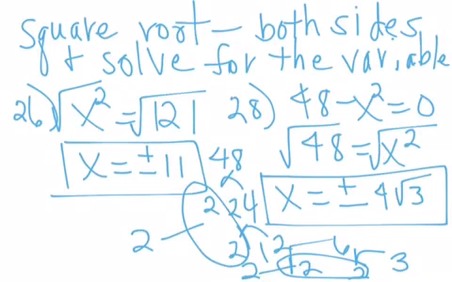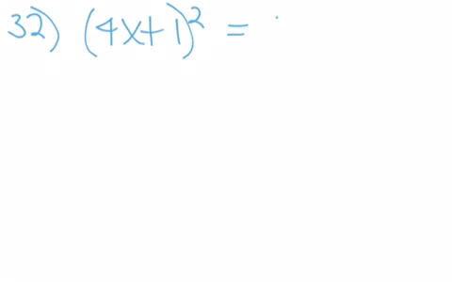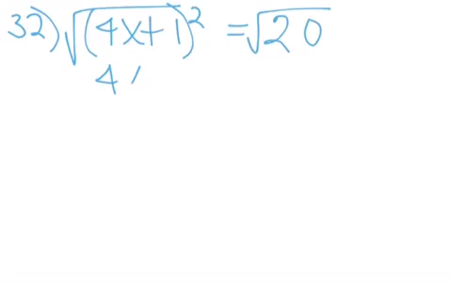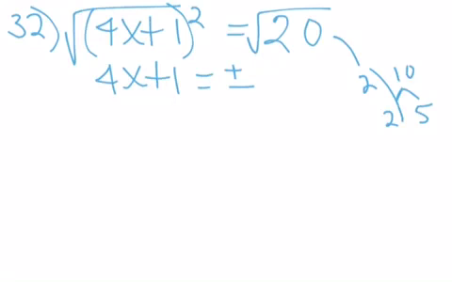Okay, if you will look at number 32, all they did was up the challenge a little bit. It's already squared with the variable on the left, so we're ready to take the square root of both sides. So the square root of 4x plus 1 squared is just 4x plus 1. And we've got plus or minus because we wrote the square root. 20 is 2 times 10, which is 2 times 5. For every 2, we're going to take out 1, so that's 2 times the square root of 5.